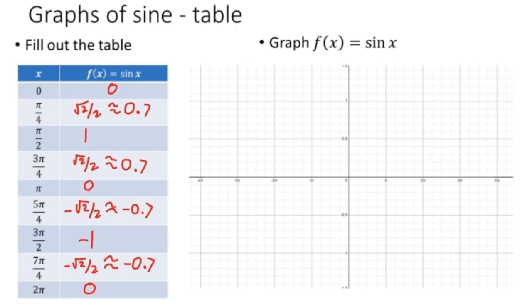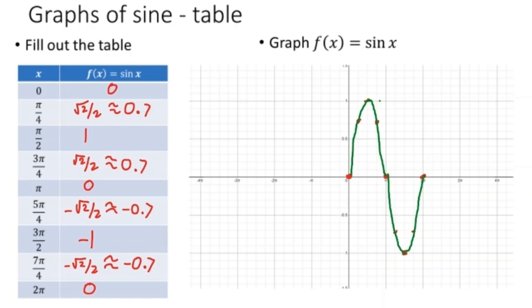Now we'll just take each ordered pair and plot them on our xy plane. Now with our points plotted, we can see that our graph kind of makes a wave shape. It goes up from 0, 0 to pi over 2, 1, then it comes down to pi, 0, then goes down to 3 pi over 2, negative 1, and then back up to 2 pi.